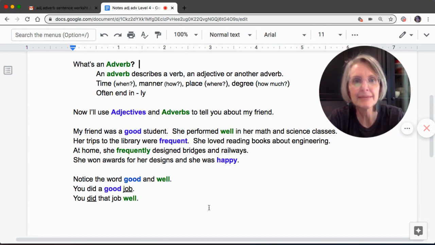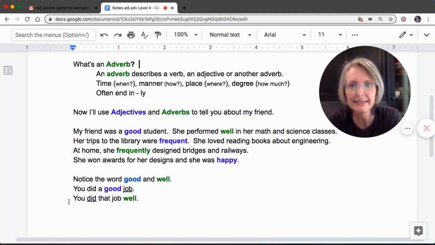These words, they're often confused, even by people that grow up speaking English. And you might even hear people misuse these two. But here's the right way to use these. Good is the adjective, and well is the adverb.